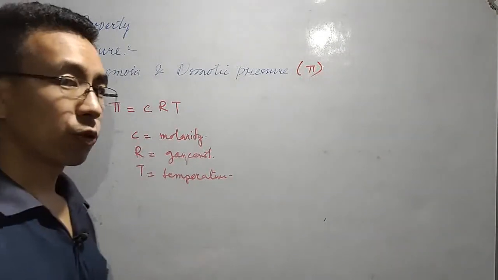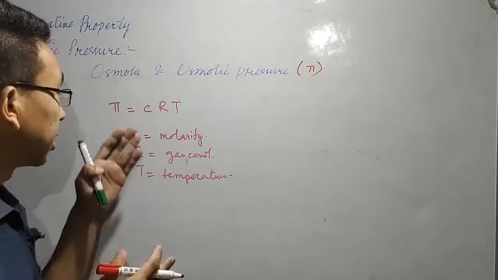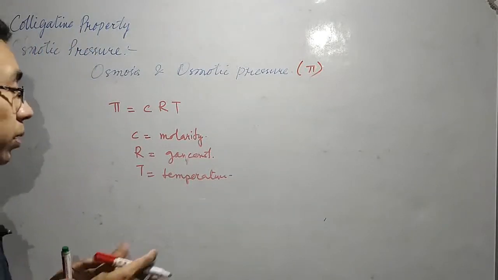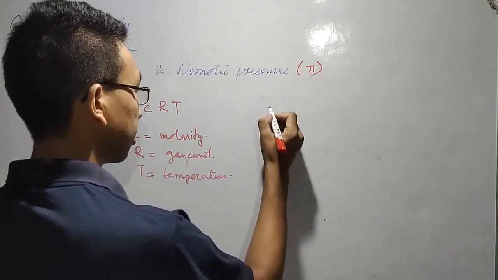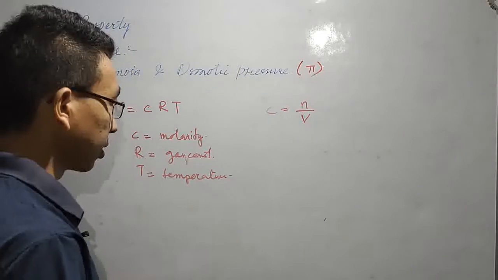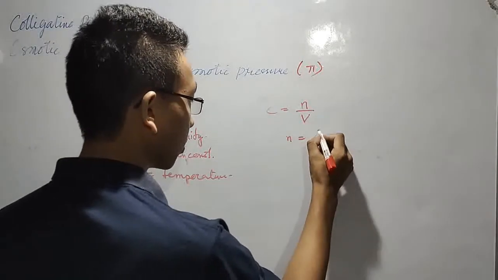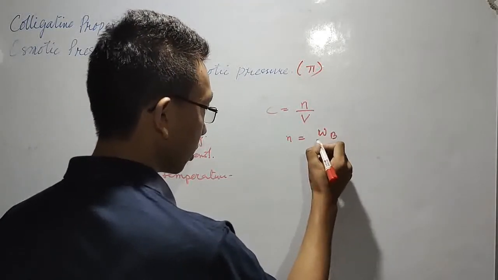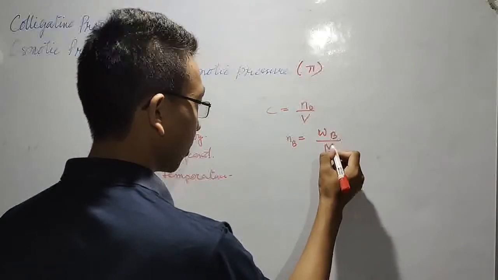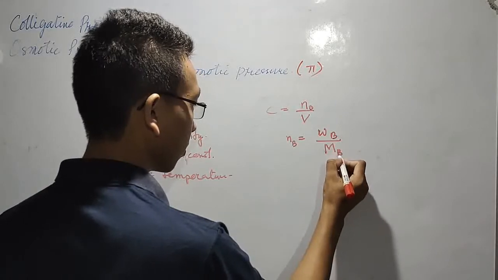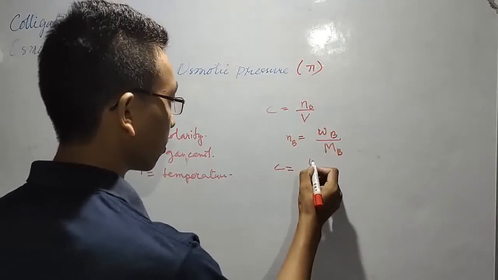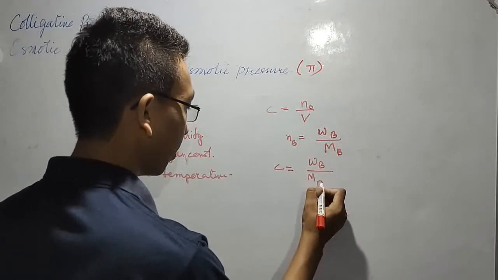Now if we are asked to determine the molar mass of the solute from the osmotic pressure, we can find it like this. We know that C is equal to number of moles divided by volume of solution. And the number of moles of solute is the mass of solute divided by the molar mass of solute. So C equals WB by MBV.